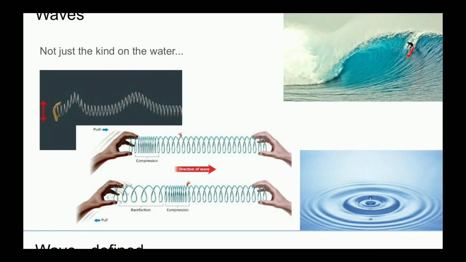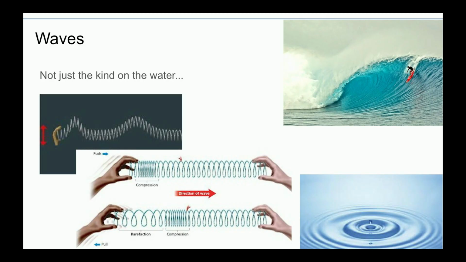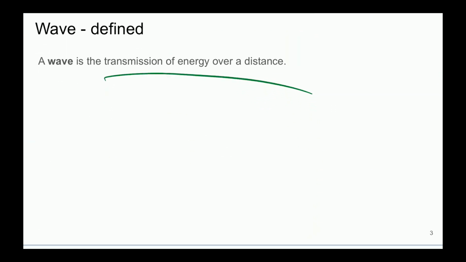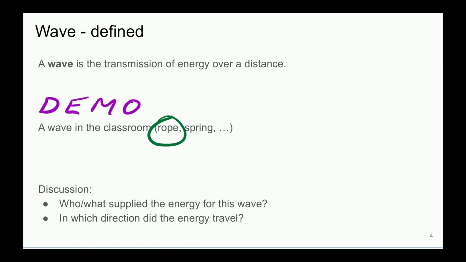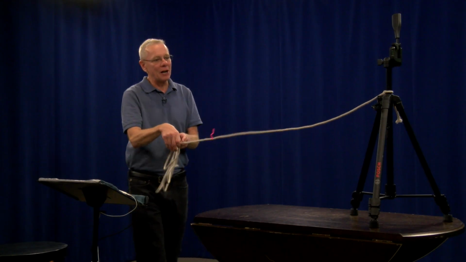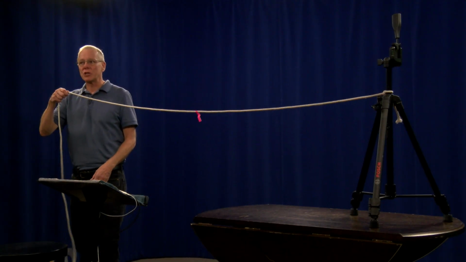Okay, now when you think of waves, you might be thinking of the waves on water or other kinds of waves. We're going to focus on a definition of wave that is just transmission of energy over a distance. In fact, much of what we do is going to be in one dimension. Let me use an example of one-dimensional motion of a wave.